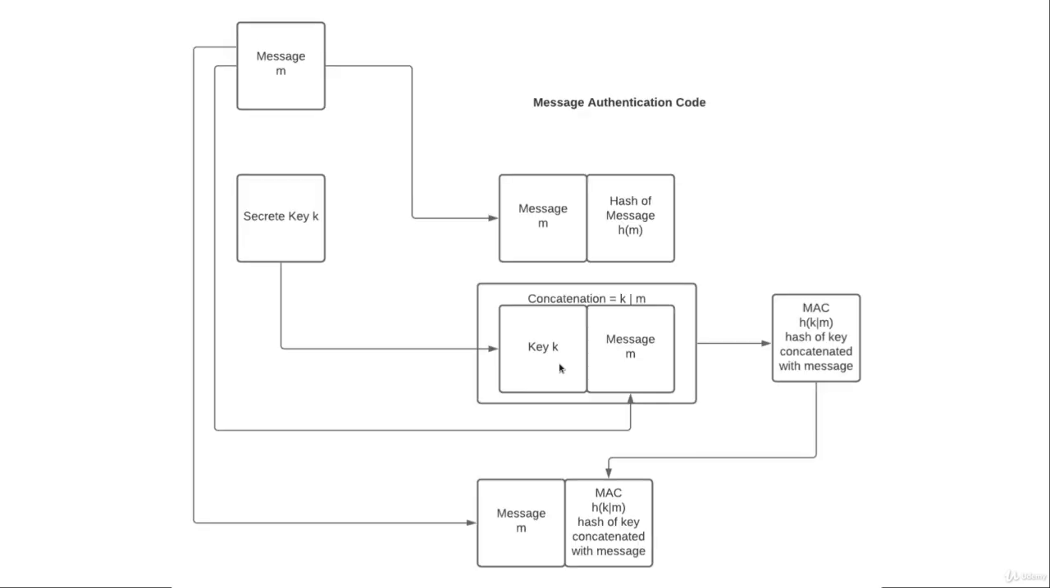Okay, so the solution to this was to add a secret only known to the sender and receiver. This secret, we will call the secret key K. The sender would start with the key and append the message to it. The sender would then hash the outcome of the concatenated key and message. The sender would then send the message along with the hash of the secret concatenated with the message to the recipient.